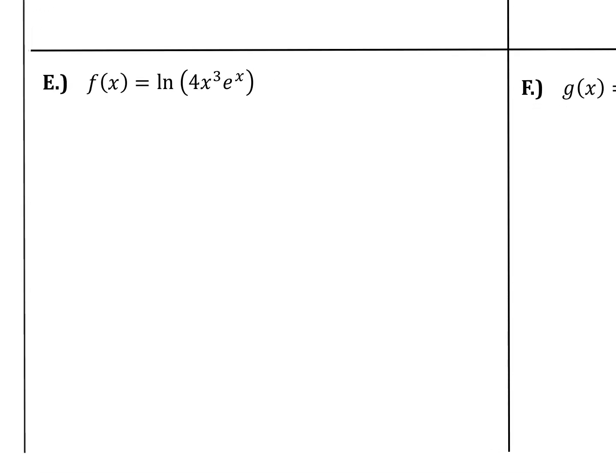Okay. So easy though. All right, so we separate this one, right? ln of 4x cubed plus ln of e to the x. So ln 4 plus ln x cubed.